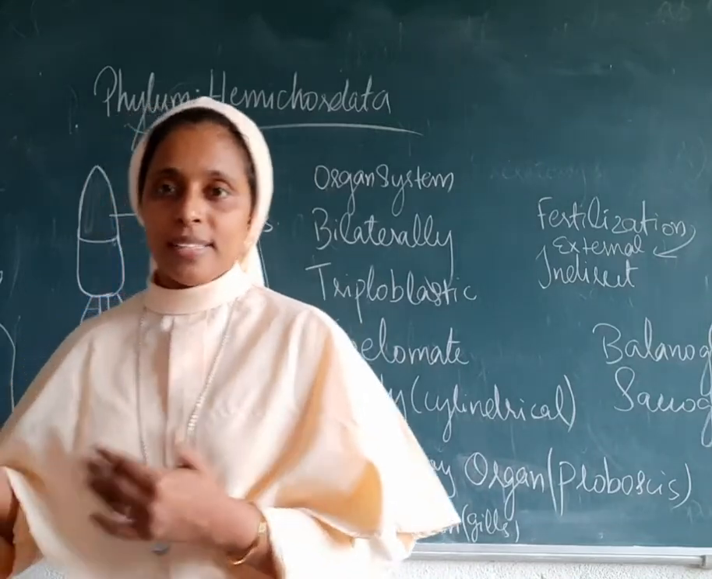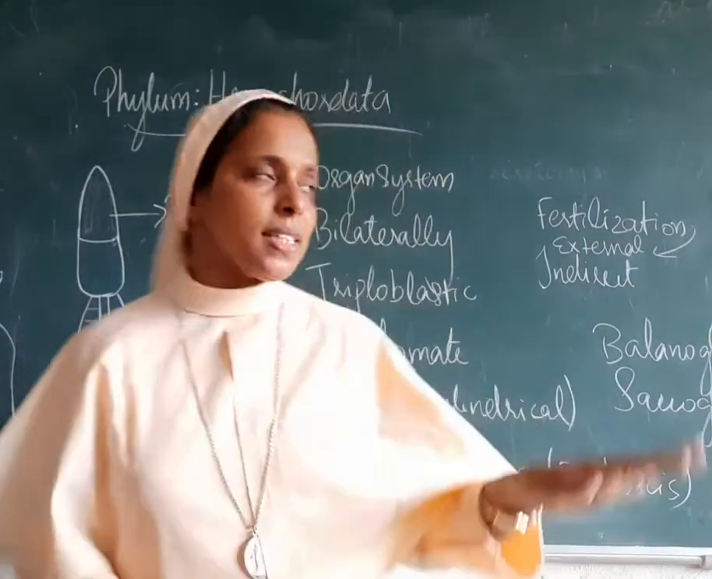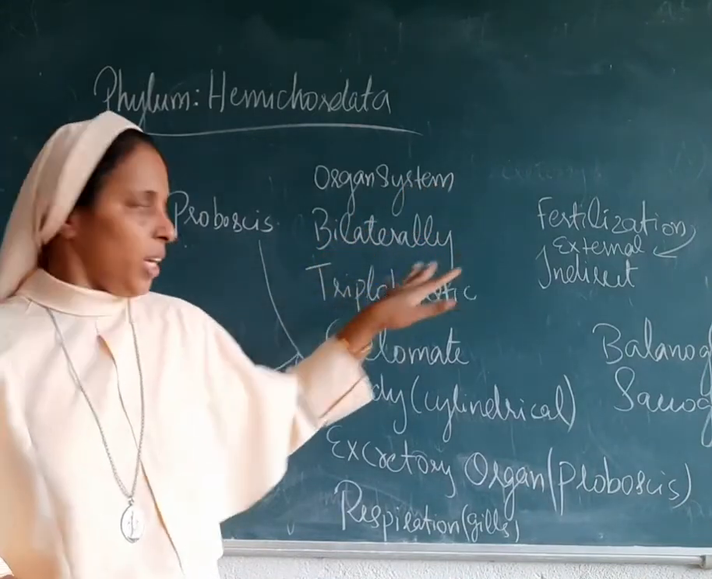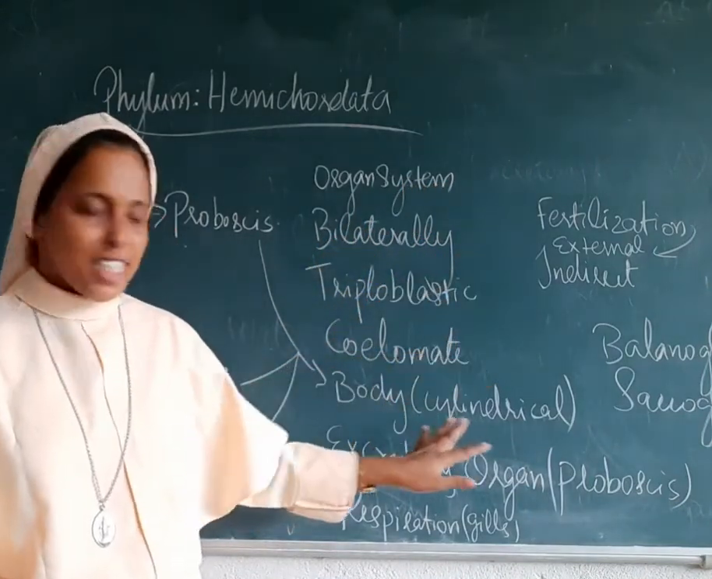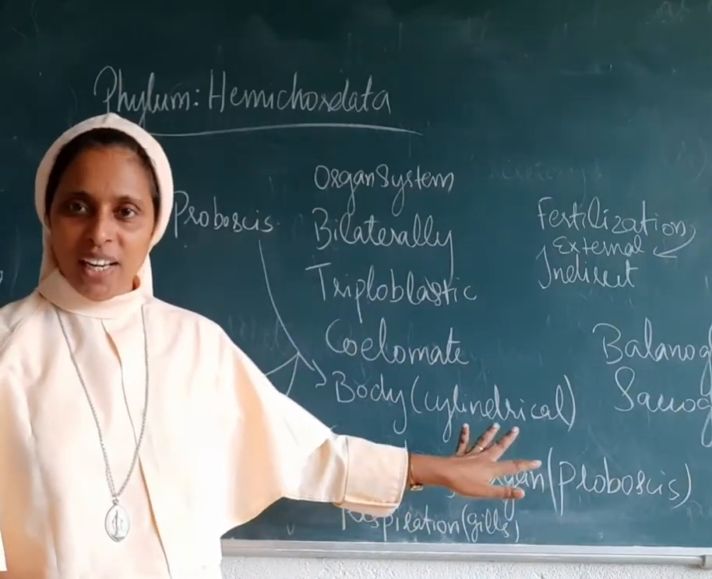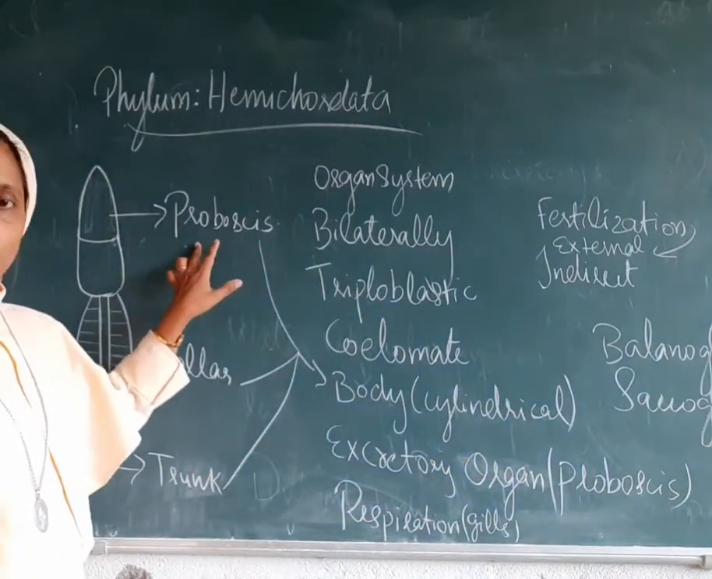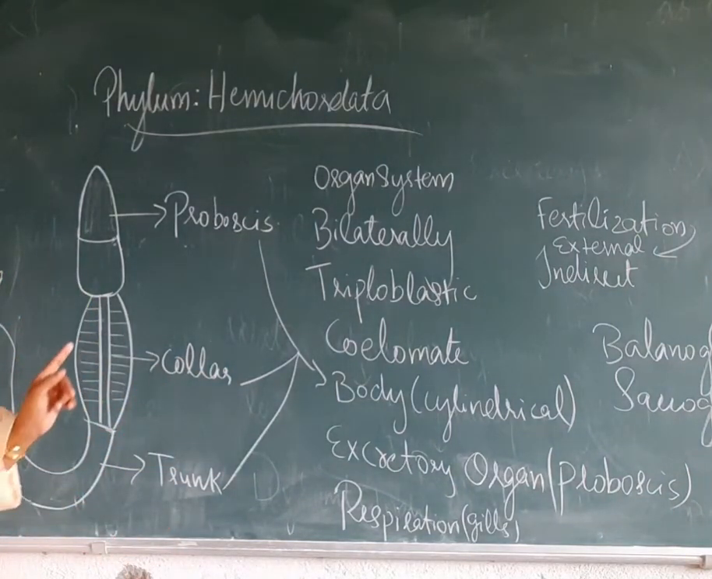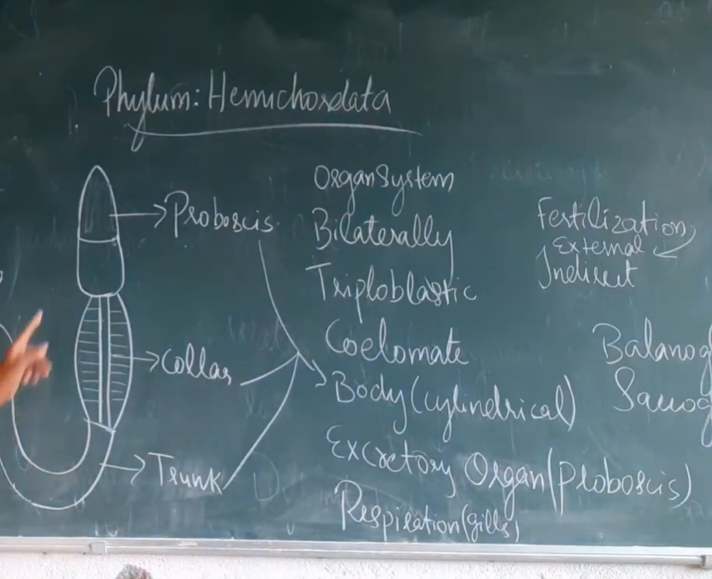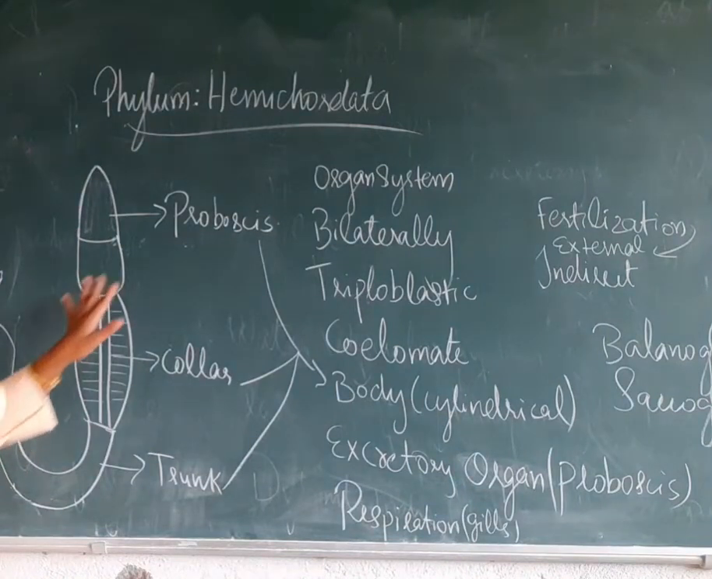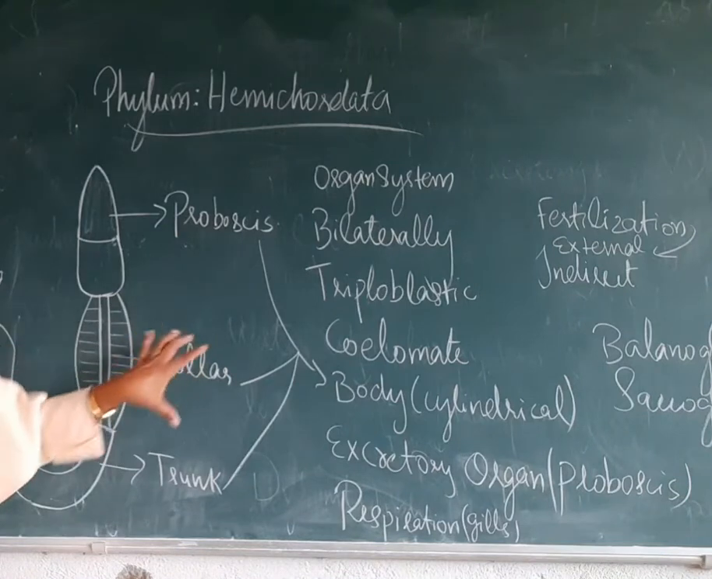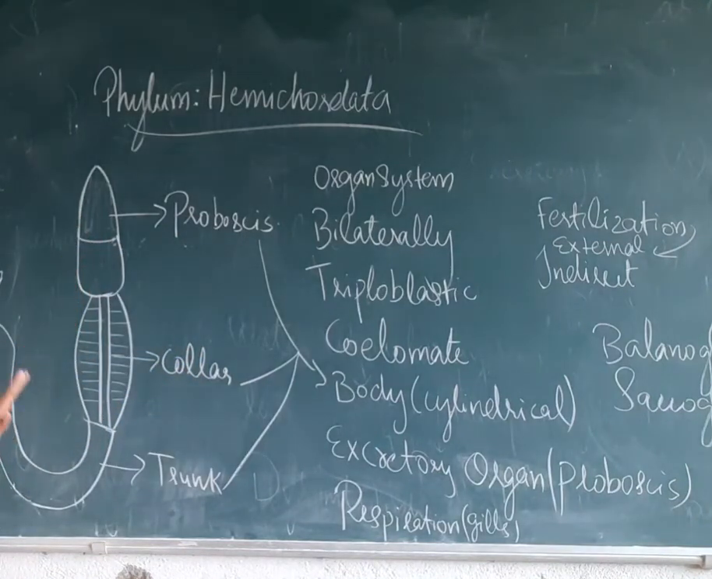Let us see what type of organization they exhibit. The organ system is completely formed, they are bilaterally symmetrical, triploblastic, and coelomate. The body is cylindrical, composed of three regions: proboscis, collar and trunk. This is a very important diagram you have to learn. This is a diagram of balanoglossus. The body consists of three regions, and the body is of cylindrical form, as you can see here.